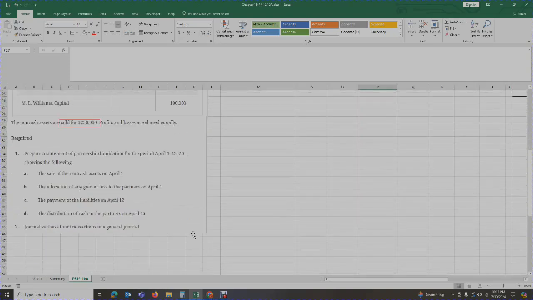Okay. Our requirements: we are required to prepare a statement of partnership liquidation for the period of April 1st through the 15th, showing the following: the sale of the non-cash assets on April the 1st, the allocation of any gain or losses to the partners on April the 1st, the payment of the liabilities on April the 12th, and the distribution of cash to the partners on April the 15th. Once we are done with the statement of partnership liquidation, we are going to move on to completing requirement 2, which is to journalize these 4 transactions in a general journal.